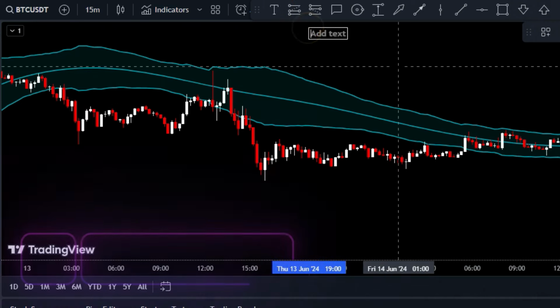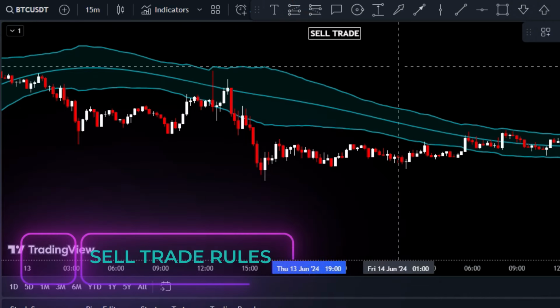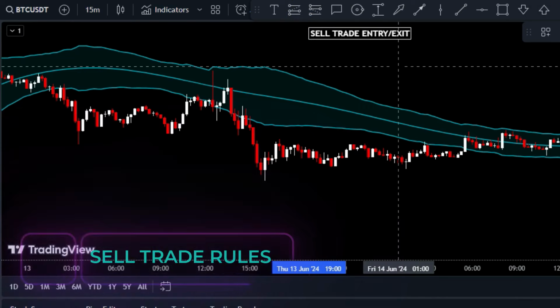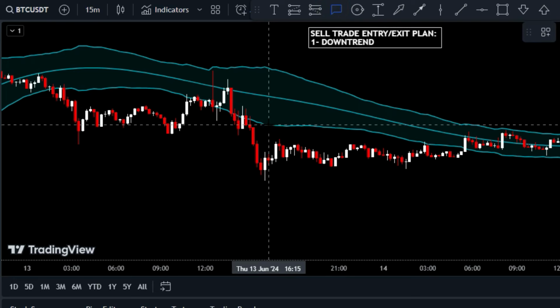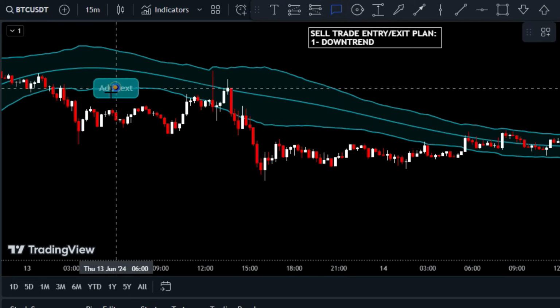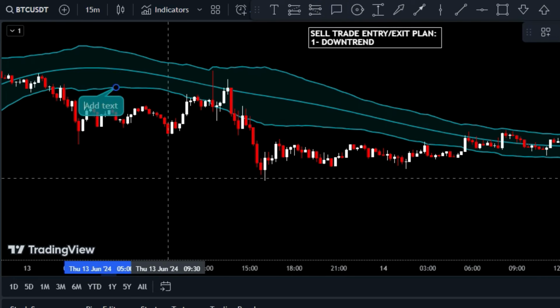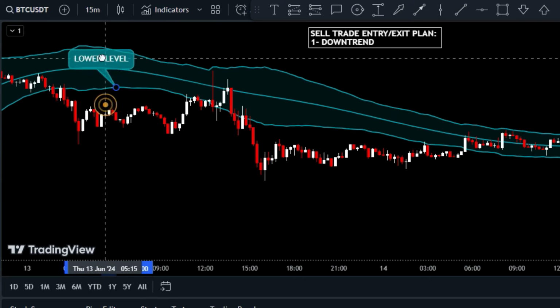So, time to switch gears and learn how to spot sell trade entry signals. To make sure you're trading with the current market trend, follow these simple steps to find those high selling opportunities. Analyze the price candles. First, ensure that the price candles are below the lower ATR level. This helps us steer clear of trading against the trend, keeping us aligned with the market's direction.